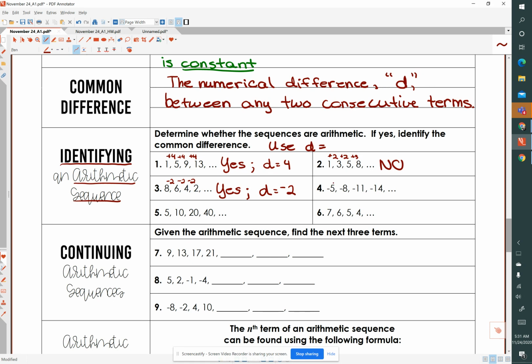And what am I doing? From negative 5 to negative 8, I'm subtracting 3. Negative 8 to negative 11, I subtract 3. And negative 11 to negative 14, I subtract 3. So yes, I do have a common difference. And for each value, I have subtracted 3. So our common difference, our D equals negative 3. Let's write that a little more neatly.